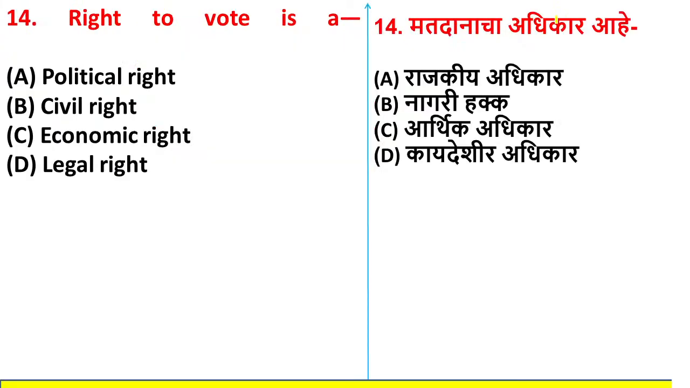Yes, now question number 14. Right to vote: option A, political right; option B, civil right; option C, economic right; option D, legal right. Yes, the people who are above the age of 18 can participate in voting.